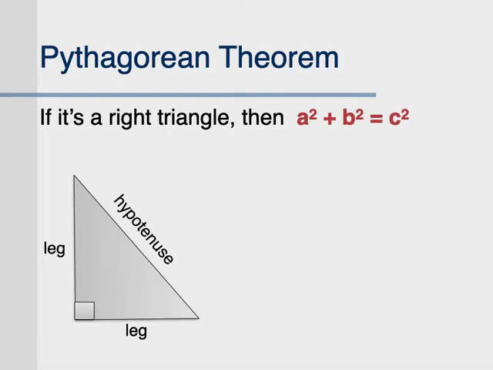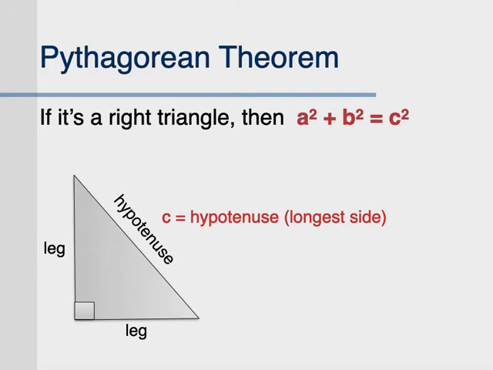So the Pythagorean theorem says that if it is a right triangle, then this equation holds true. A squared plus b squared equals c squared. Now, the c in that equation is always going to be the hypotenuse of your right triangle. Hypotenuse, remember, just means the longest side of your right triangle.